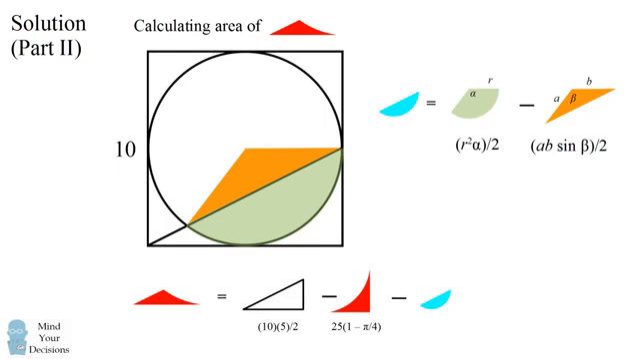Well, the circle has a radius which is 1/2 of the square, which has a length of 10. So the radius is 5, and the radius is 5 over here too. This is also the other side of the triangle. So we have an isosceles triangle.